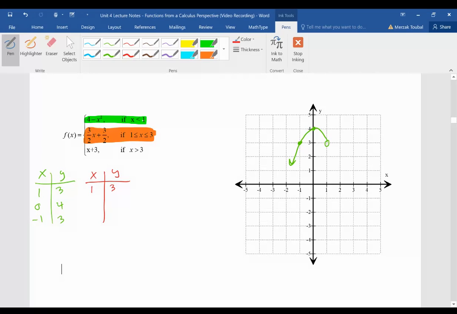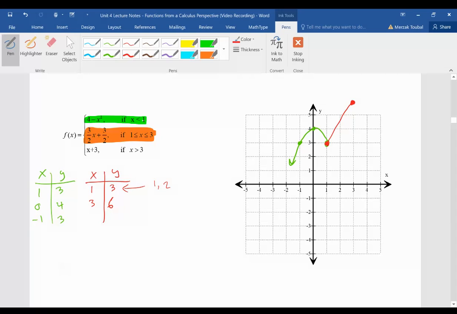3 halves times 3, that's 9 halves. 9 over 2 plus 3 over 2, 12 over 2, which is 6. So 1 comma 3, which means you're going to close the circle. And then 3 comma 6. So 6 is a bit outside of my scale, so connect them with a straight line. Oh, no. You only connect, you stop over here, because we said between 1 and 3.